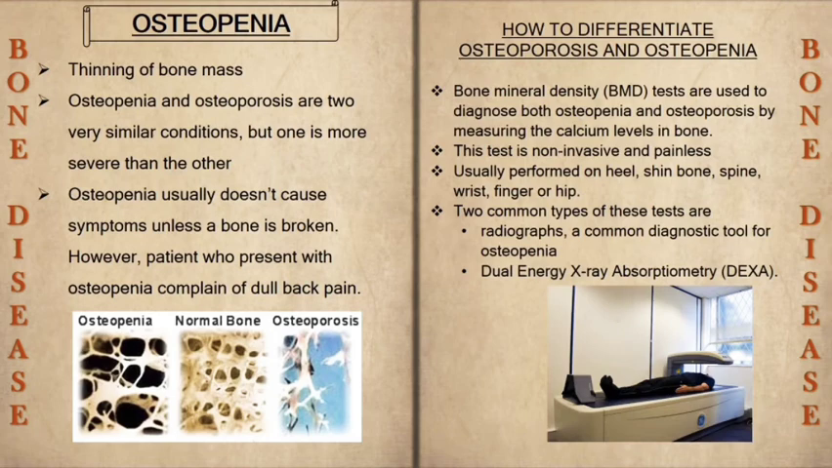Since osteopenia and osteoporosis have similar conditions, there is a way used by orthopedists to differentiate between both diseases. They use the bone mineral density (BMD) test to diagnose both osteopenia and osteoporosis by measuring the calcium levels in bone. This test is non-invasive and painless. They usually perform it on the heel, shin bone, spine, wrist, finger or hip. Two common types of BMD tests are radiograph and dual energy X-ray absorptiometry (DEXA).